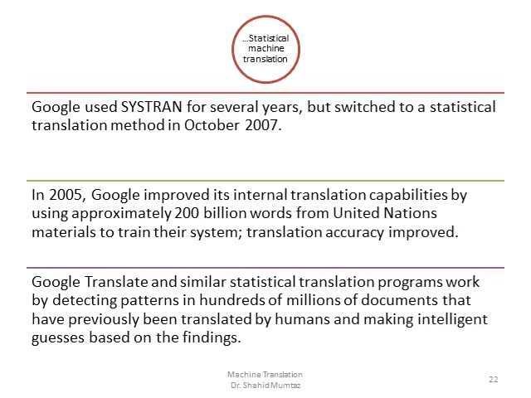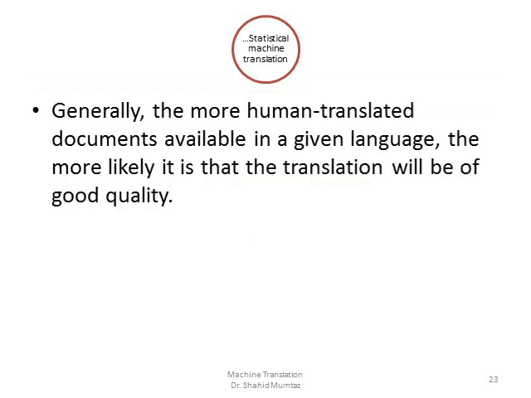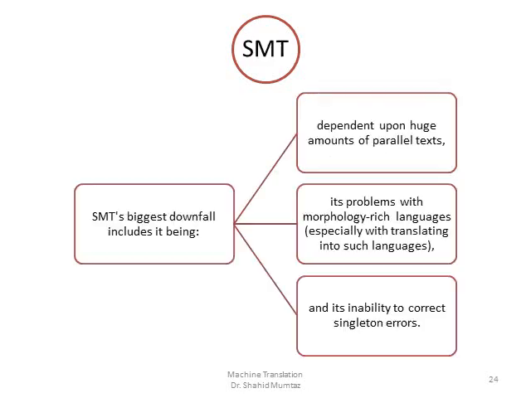Google Translate and similar statistical translation programs work by detecting patterns in hundreds of millions of documents that have previously been translated by humans and making intelligent guesses based on the findings. Generally, the more human translated documents available in a given language, the more likely it is that the translation will be of good quality.